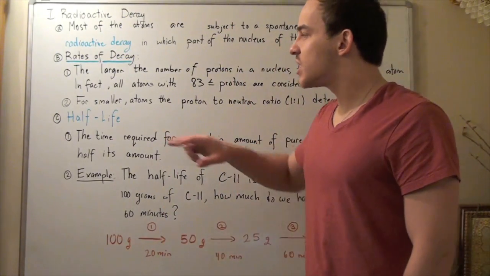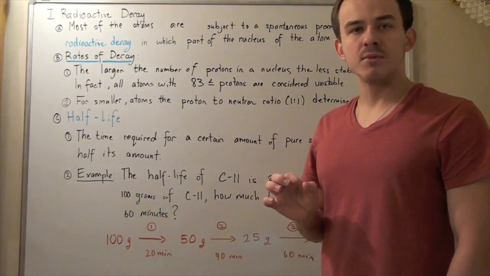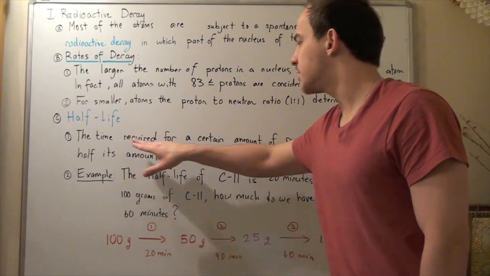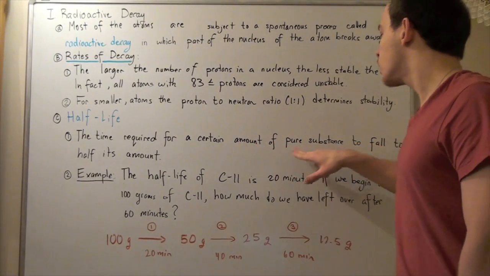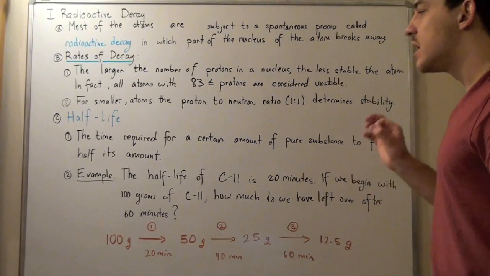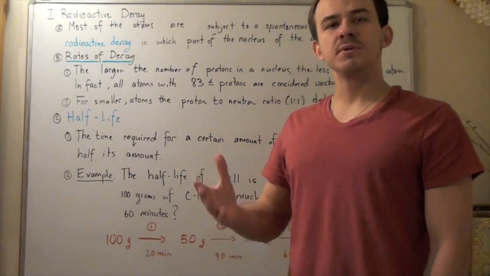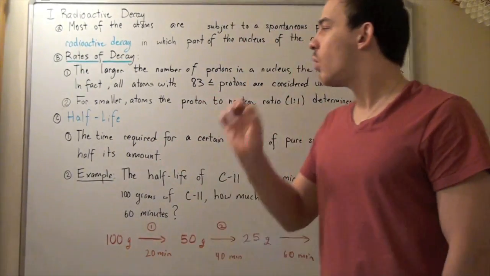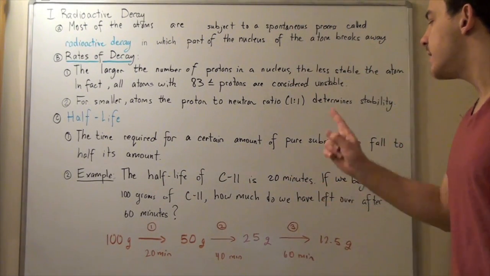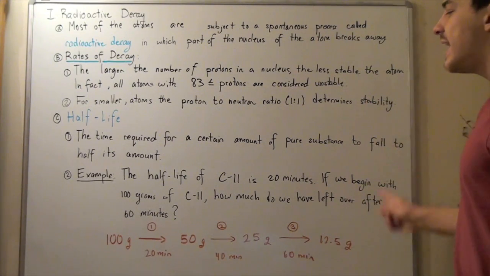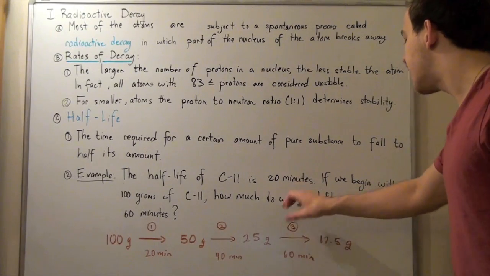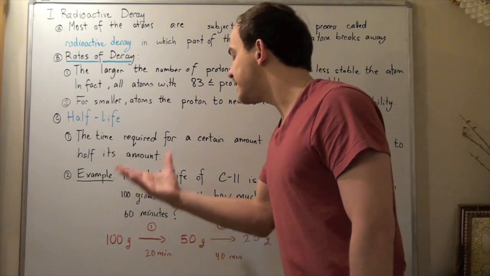So, there's also something called a half-life of an atom or element. Now the half-life is simply the time required for a certain amount of pure substance to fall to half its original amount. So let's look at the following example to gain more intuition about what a half-life is. So the half-life of a carbon-11 atom is 20 minutes. If we begin with 100 grams of carbon-11, how much do we have left over after 60 minutes?